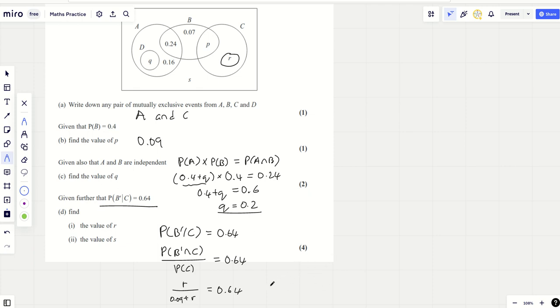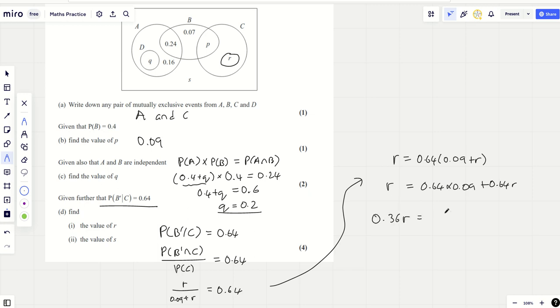Okay, now it's just a case of rearranging the linear equation. So we're going to have R equals 0.64 of 0.09 plus R. Well, let's call this R equals 0.64 times 0.09, plus 0.64R. I'm desperately trying to avoid finding 9% of 0.64 in my head. I think I might have to though. Take that now over here, you get 0.36 R is 0.64 times 0.09. And therefore R is 0.64 times 0.09 over 0.36.